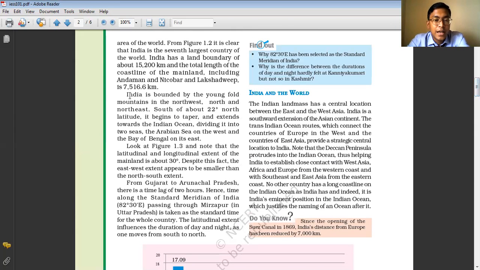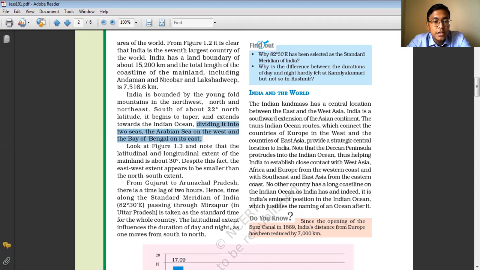So as I have said, from 22-degree north latitude, India becomes tapered and protrudes into the Indian Ocean. And the Indian Ocean gets divided into two seas, that is the Arabian Sea and the Bay of Bengal. If we take into consideration the latitude and the longitude, there is an almost 30-degree variation, a difference of almost 30 degrees between the latitudes and between the longitudes.